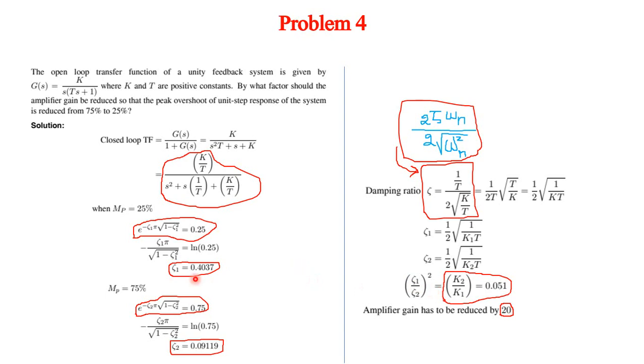We know zeta 1 and zeta 2. If we square, we will get 0.051. That means K2 is 0.051 times K1. What is 0.05? It is approximately 1 by 20. That means K2 is K1 into 1 by 20. That means the amplifier gain K1 is reduced 20 times to get 25% overshoot from 75% overshoot.